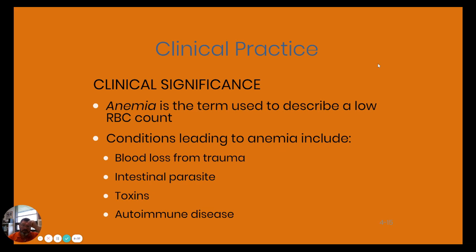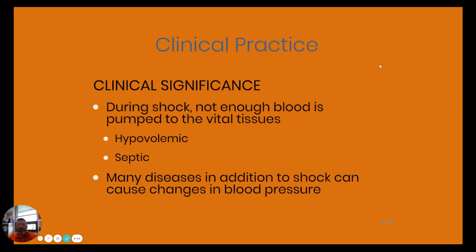A little bit on anemia, which is really reserved for talking about the red blood cell count. Things that can lead to anemic conditions are loss of blood from trauma, intestinal parasites, toxins, or some kind of autoimmune disorder. Again, wrapping up the section here with a little bit of clinical practice.